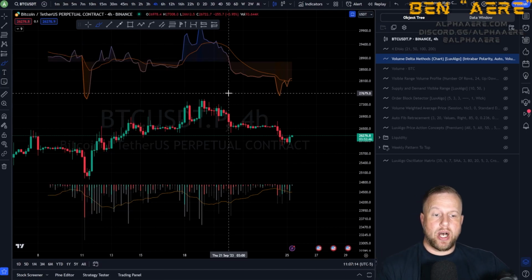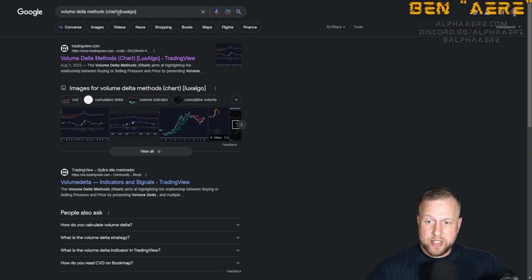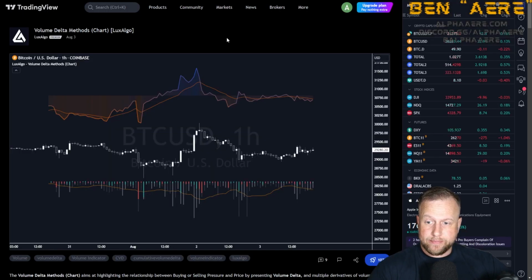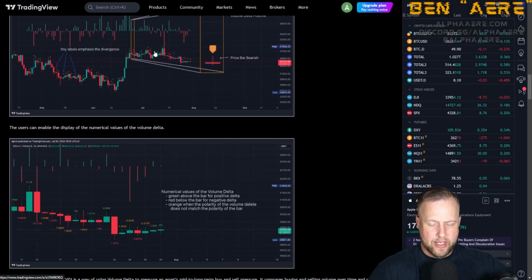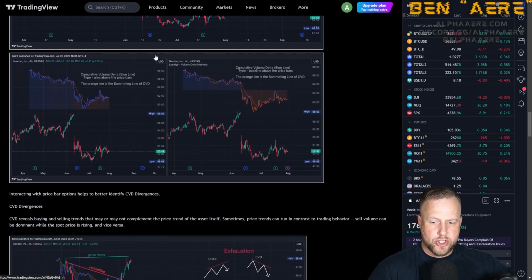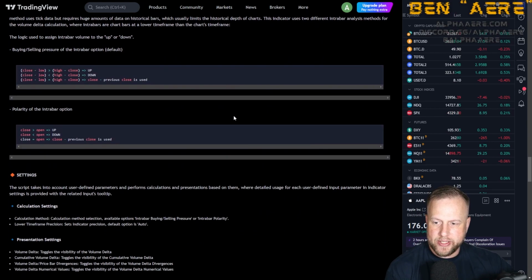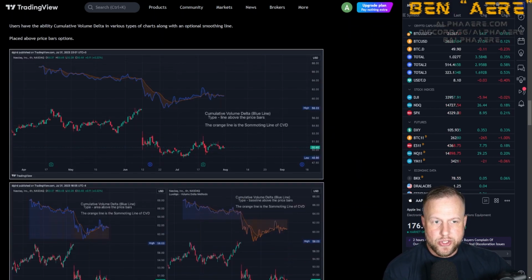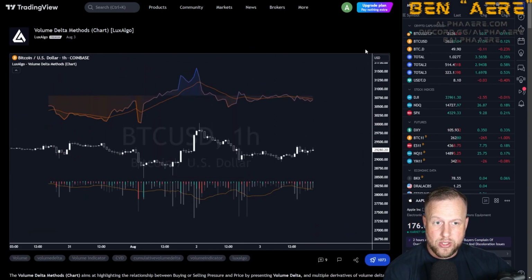So the nice thing about any of these, specifically Lux Algo, is you can Google it, volume delta methods chart, Lux Algo, exactly what it's called, and you can click on it and it'll walk you through. You need to be reading it. You need to read these and it'll explain the indicator for you. If you're just using indicators and you don't read what they are, I mean, this explains everything: absorption, exhaustion. Google the indicators you're using and read up, because they write up what it is and how to use it on there.